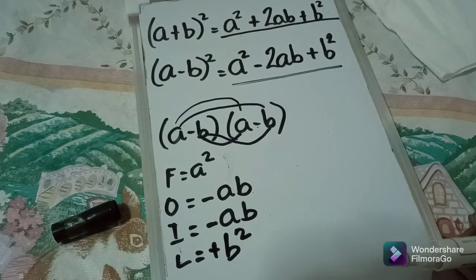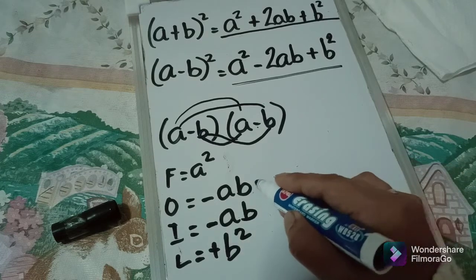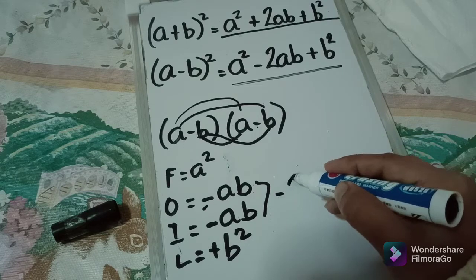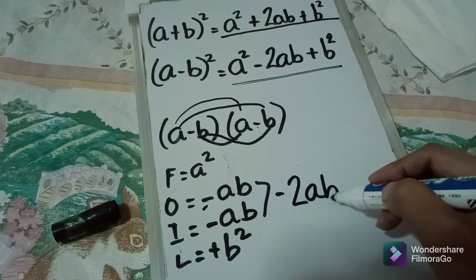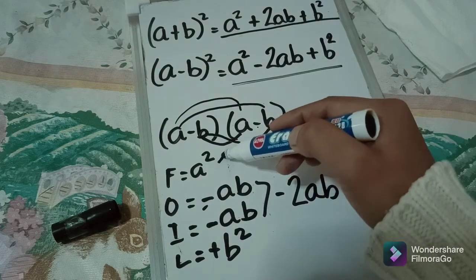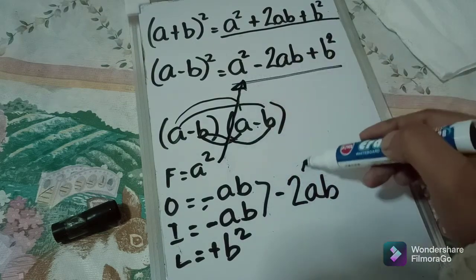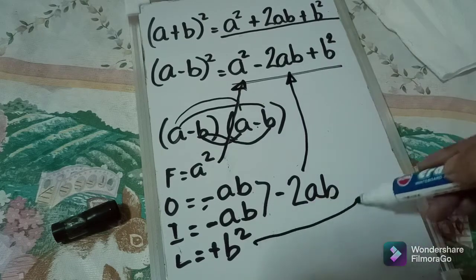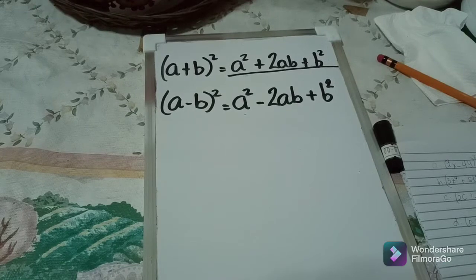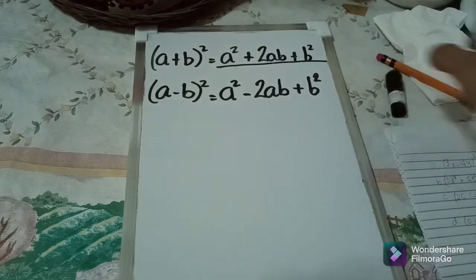Now, as we said a while ago, we add the two like terms. Copy the symbol: negative 2ab. That's it, that's how we got this formula. So this time, let's make some examples.